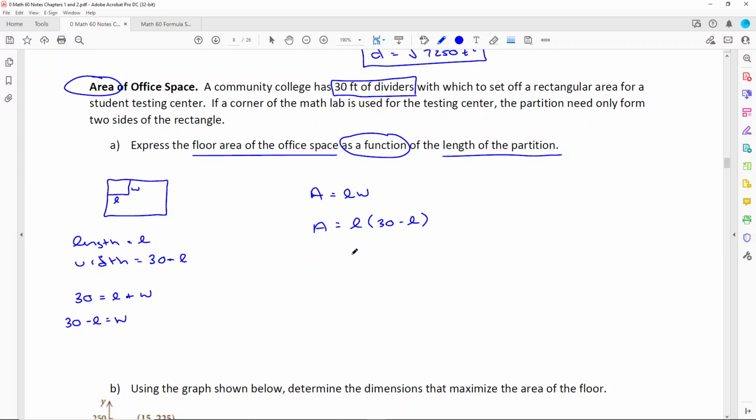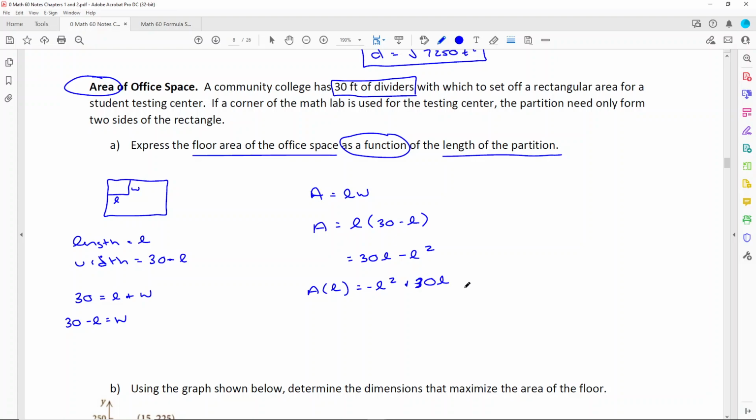To simplify this, I'm going to multiply the L through. I get 30L minus L squared. Now personally, I would rather see that as negative L squared plus 30L. I like to write things in descending orders of power. And then this is what area equals. But to write area as a function of length, I'm going to write it like that.